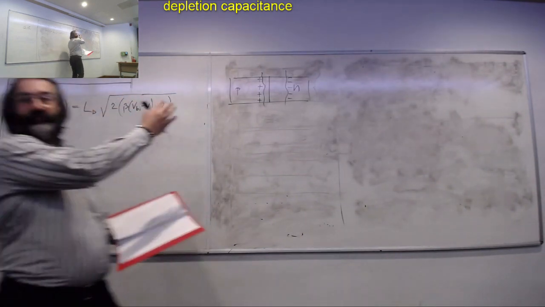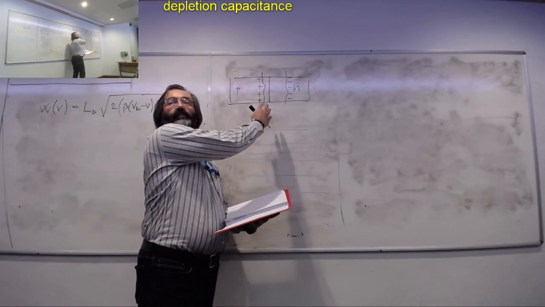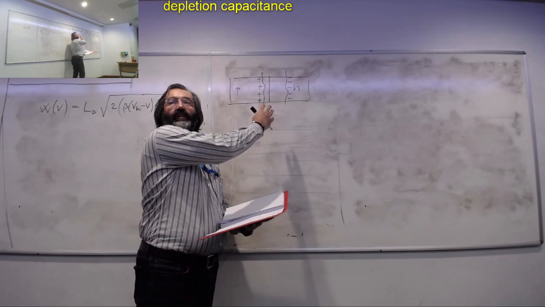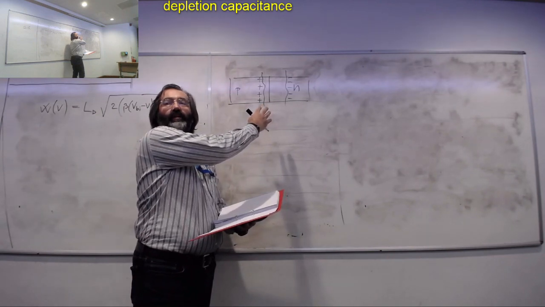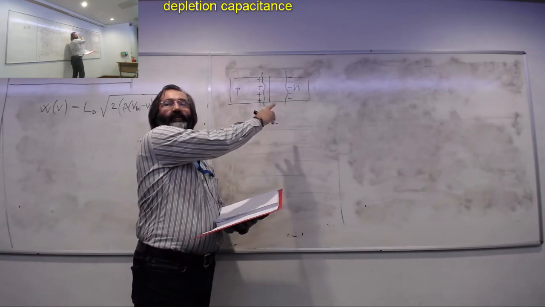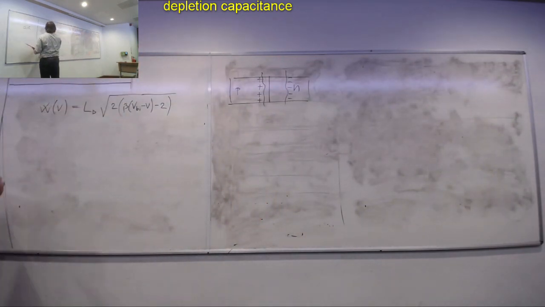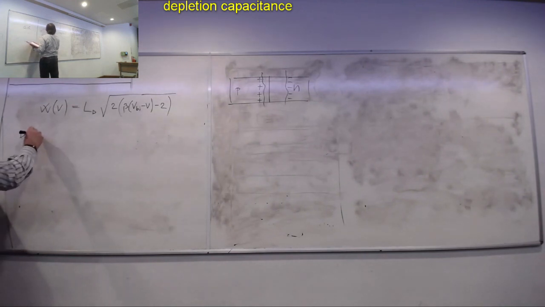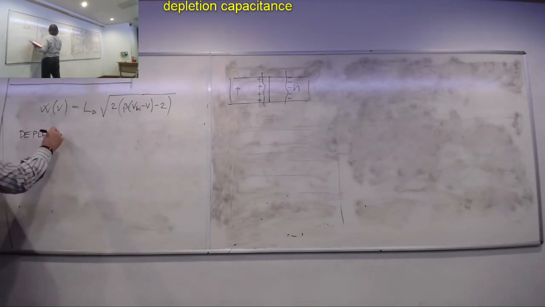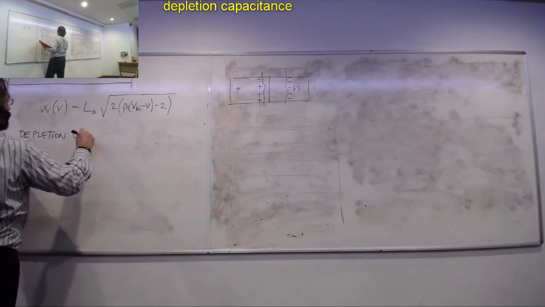What does this remind us of, of all the passive electronic components we've seen up until now? Does this remind you of anything? Capacitor, 2 plates. So this is what we should call the depletion capacitance.